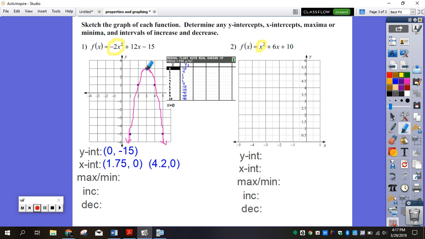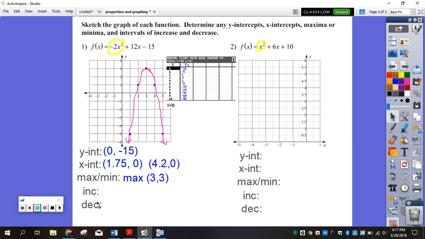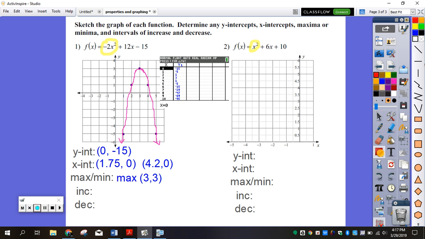All right, so max and min, this would be a maximum. And it is going to be at my vertex, which is this point here, 3, 3. That's the highest point that that parabola reaches. All right, increase, decrease. You are thinking of your parabola in two halves.